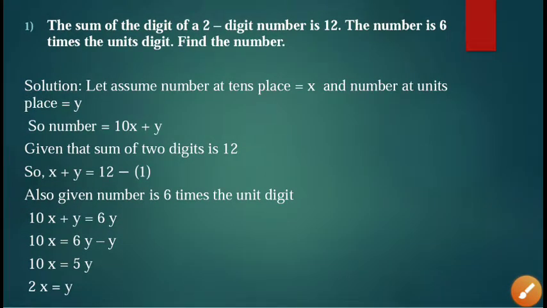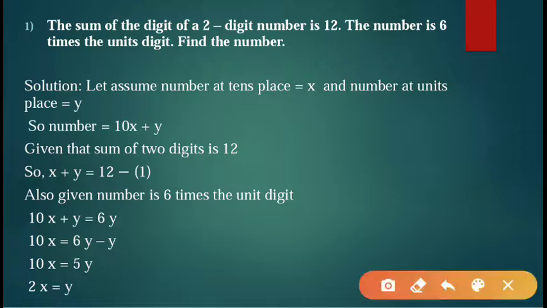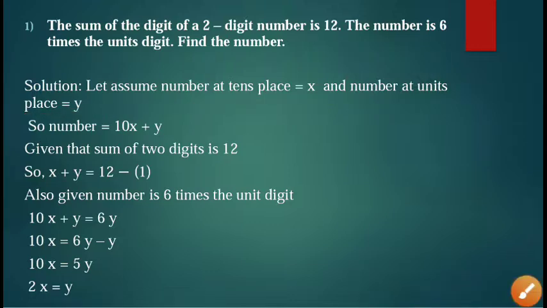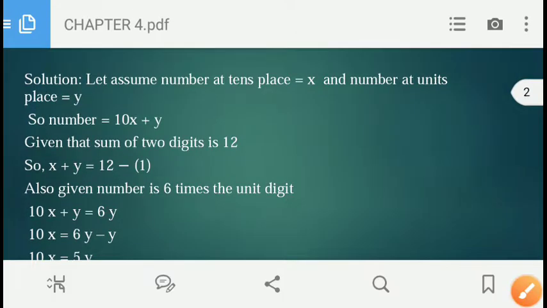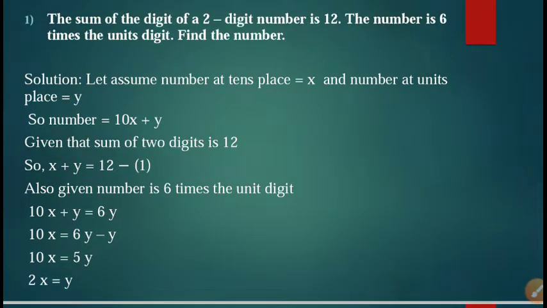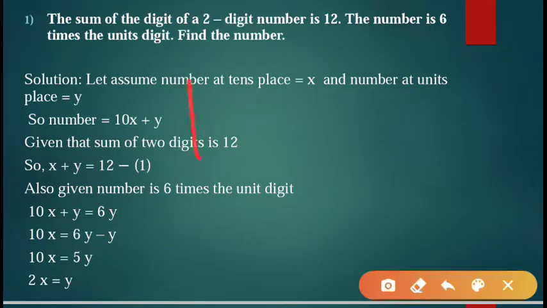Let's repeat this question. First of all, let's assume two numbers. The number at the tens place is equal to x and the number at the unit place is equal to y. Okay. So the number will be 10x plus y. Why 10x plus y? Because this is the tens place and this is the unit place. So this can be written as 10x plus y.